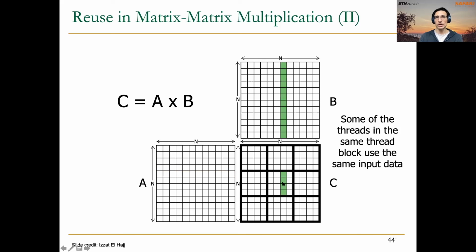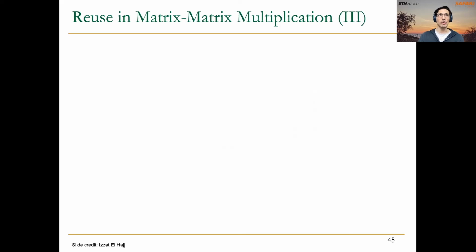And also, if you look at these 4 elements here that will be computed by other 4 threads, they also are sharing all these elements of the same column of matrix B. So there is a lot of reuse in matrix multiplication.